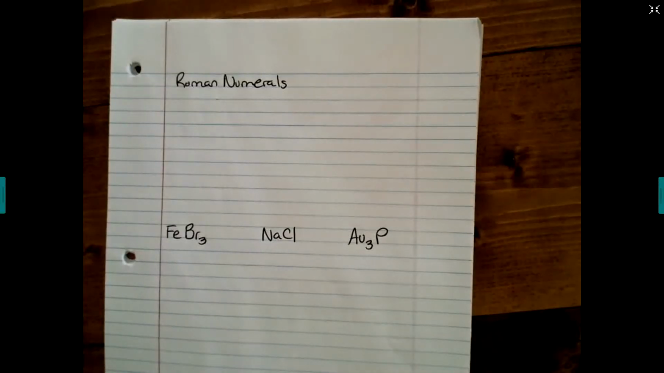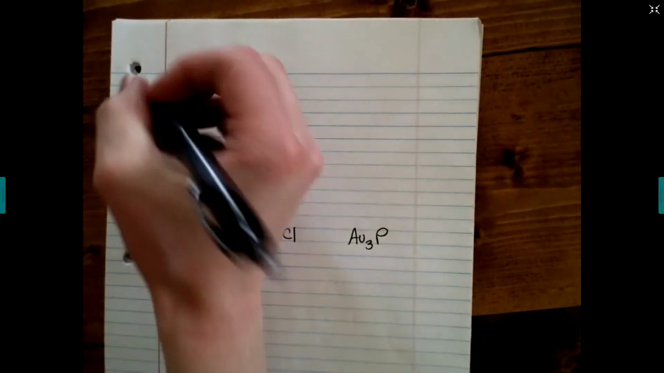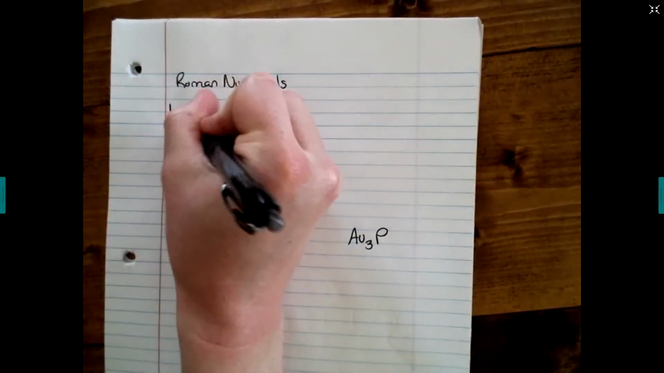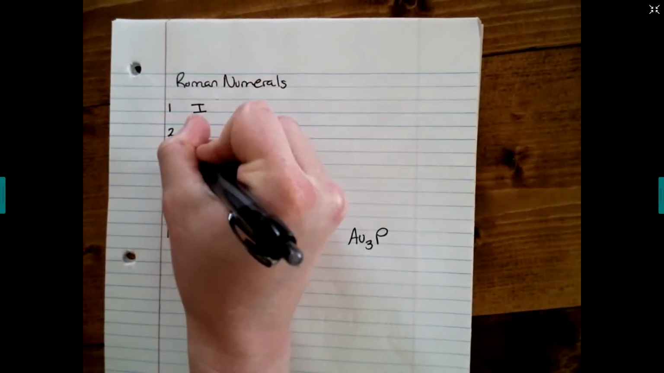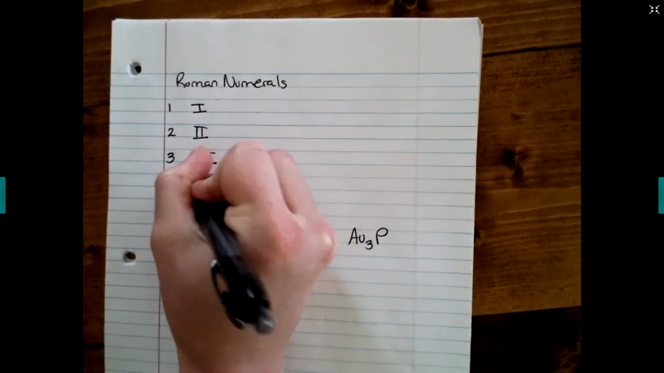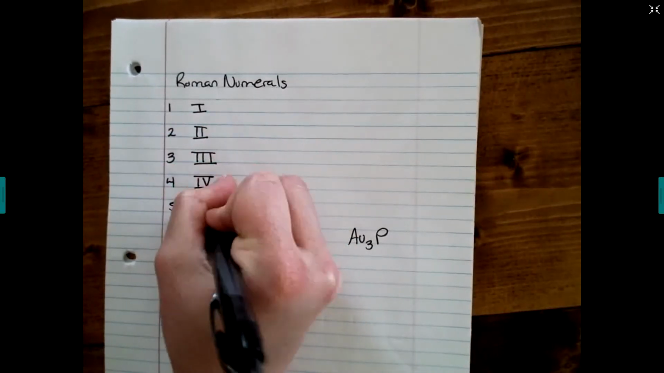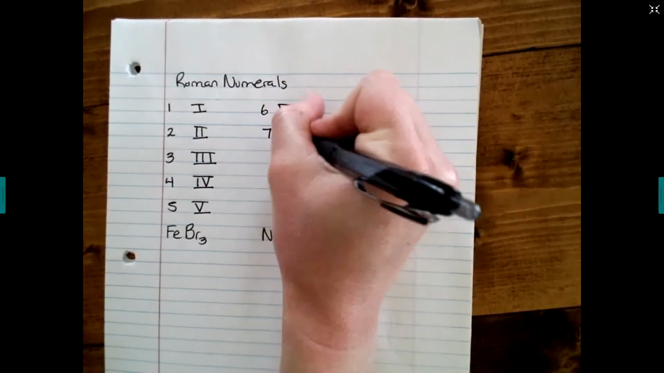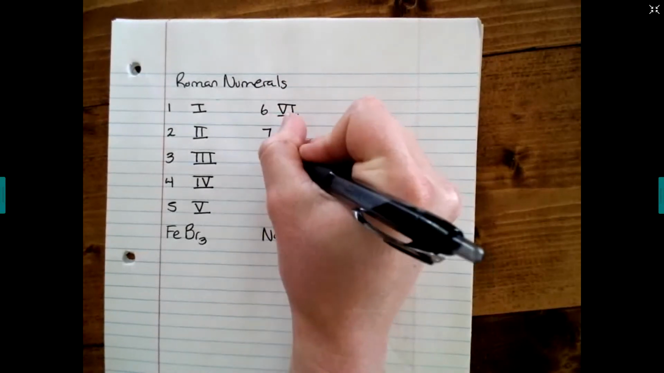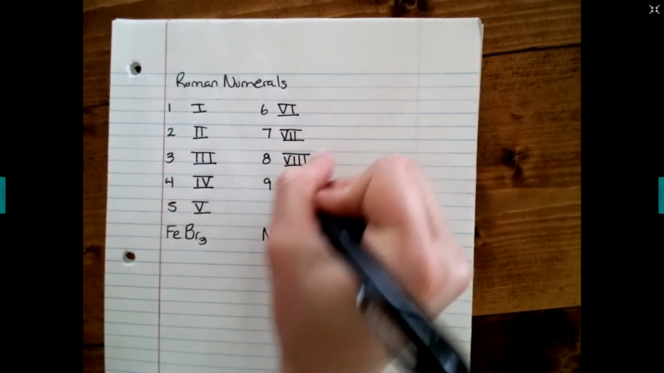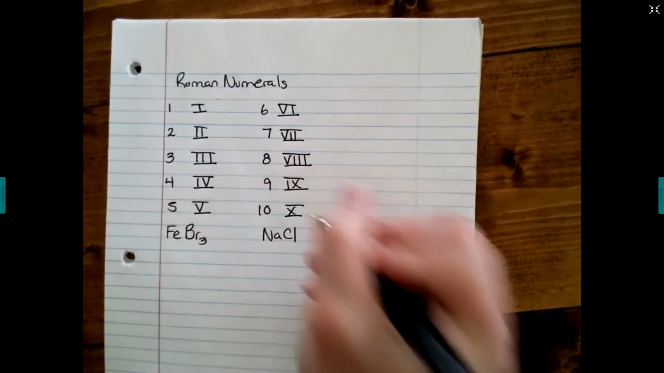I first want to review with you the first 10 Roman numerals, because I'm sure it's been a while since you've had to use these. The Roman numeral for 1 is just I. The Roman numeral for 2 is II. 3 is III. 4 is IV. 5 is just V. 6 is VI. 7 is VII. 8 is VIII. 9 is IX. And 10 is just X.